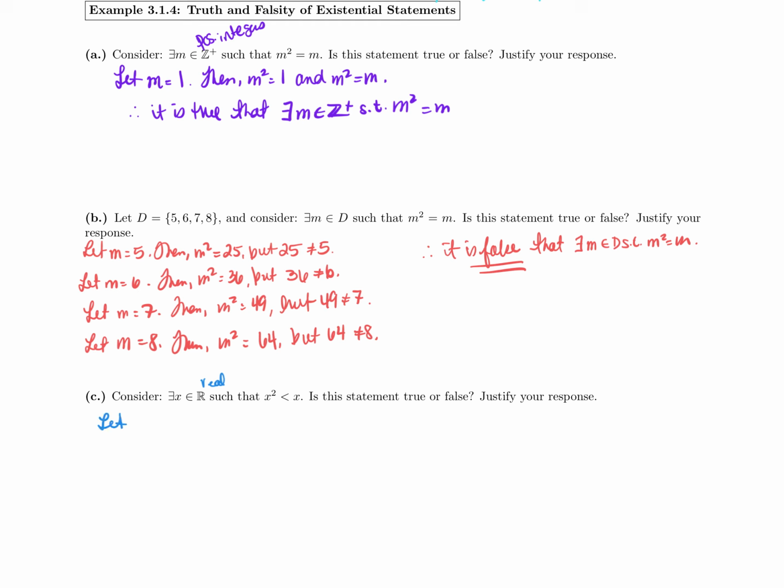We said let X equal, let's see, we did 1/10 and we did 0.2 for that one. Let's try 1/2. Let X equal 1/2. Then X squared equals 1/4. And 1/4 is indeed less than 1/2. Therefore, it is true that there exists some X in the set of real numbers such that X squared is less than X. And that's all the justification we need.